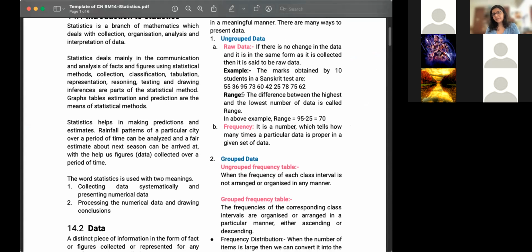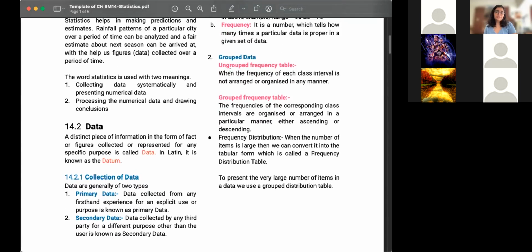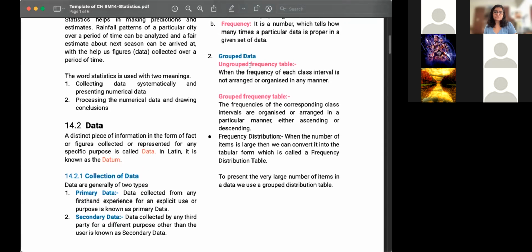Related to data, there's something called range. Range is like from maximum to minimum, so the difference between the highest and lowest values. Frequency, you guys know, is how many times it's occurring. Then you have grouped data. Grouped data is when you're neatly organizing it, categorizing it.